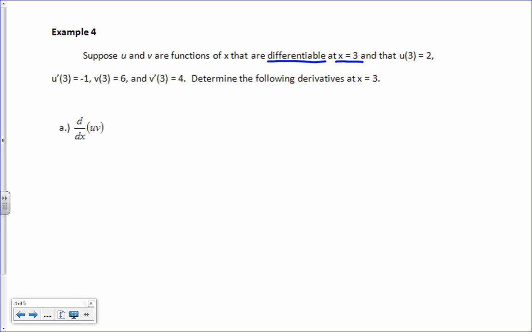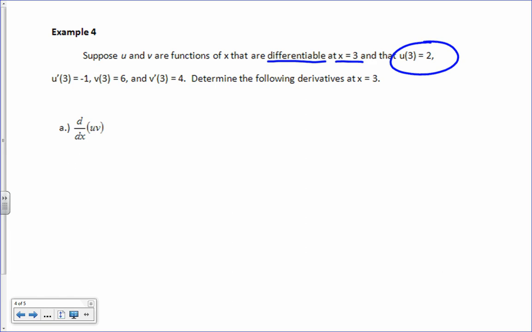I know that u of 3 is 2, so what does that mean? Let's translate this. What does that really mean? If I put 3 into function u, I would get 2. So that's a point, or is that a slope? That's a point, right? 3 comma 2 is a point on u. That's really actually the only point that I know on u.